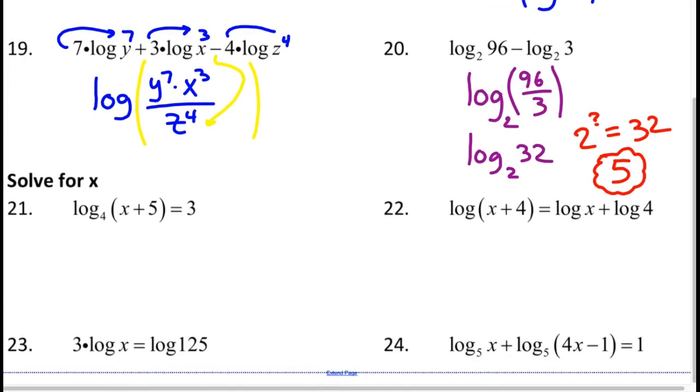Log of x plus 5 base 4 equals 3. If you're stumped on a log equation, just try to change it from log form to exponent form. So this is going to be 4 to the third equals x plus 5. Oh, I know what that is. That's going to be 64 equals x plus 5. Hey guys, what number when you add 5 to it do you get 64?